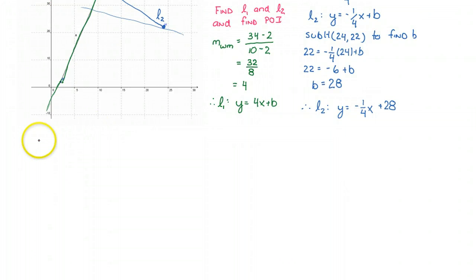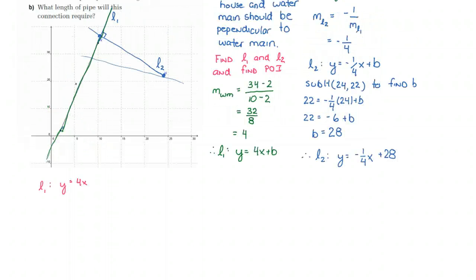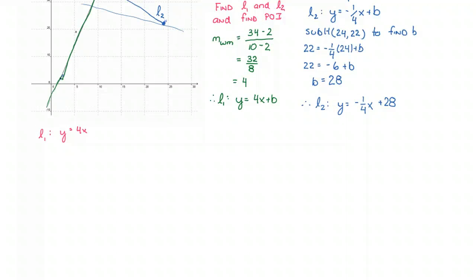Okay, so that means I'm going to take my system, and let's just change colors again, just to keep things flowing here. So we know that L1 is y equals 4x minus 6. And we know that L2 is y equals negative 1 over 4 x plus 28. So substitution works perfectly here because they're already isolated for y. So 4x minus 6 equals negative 1 over 4 x plus 28.